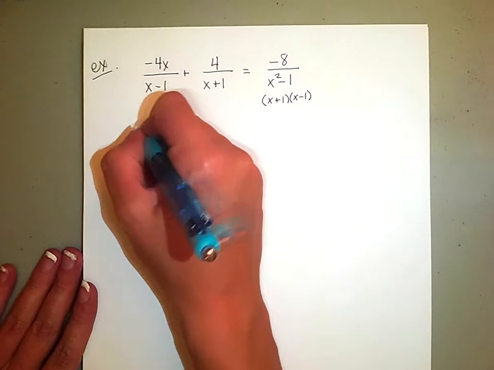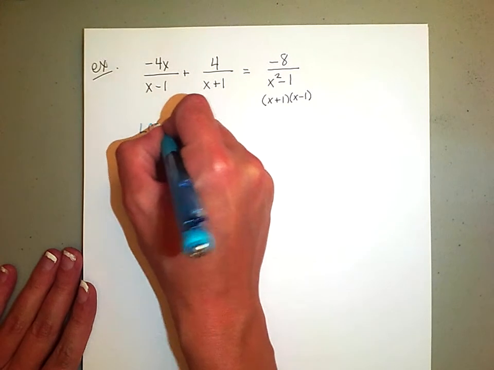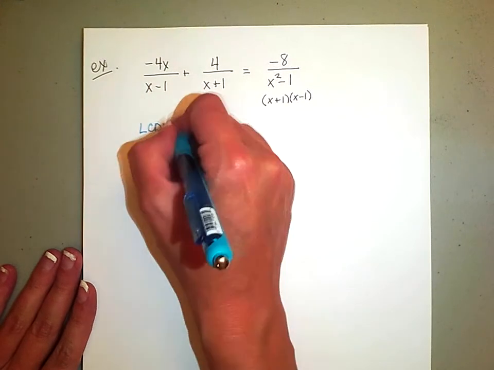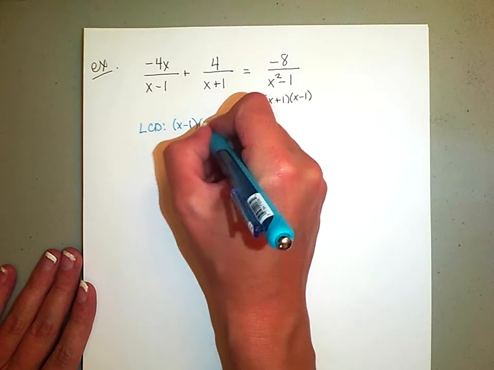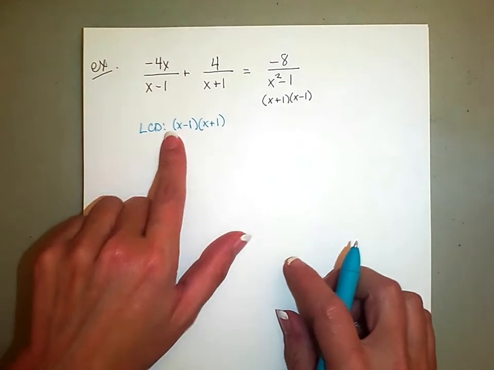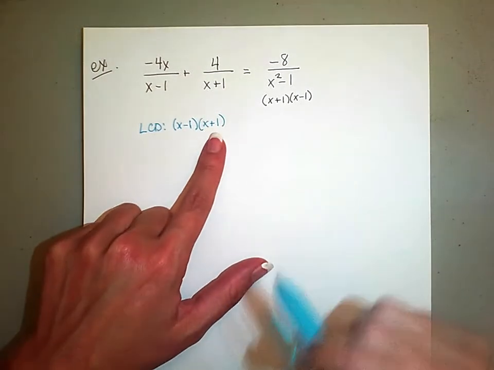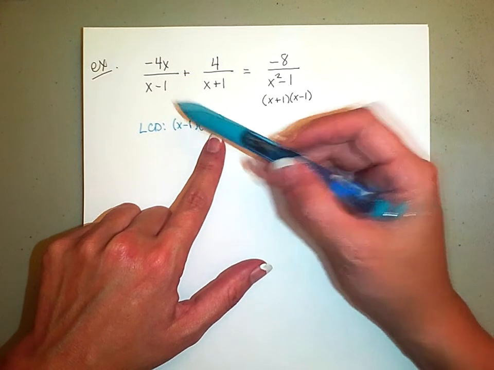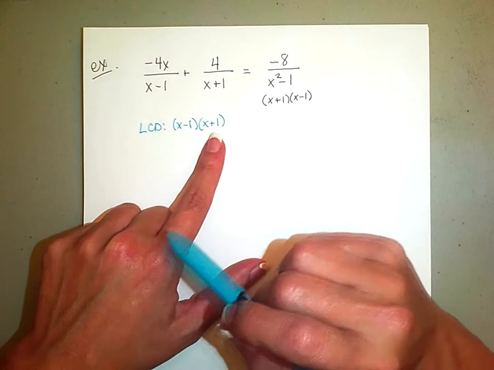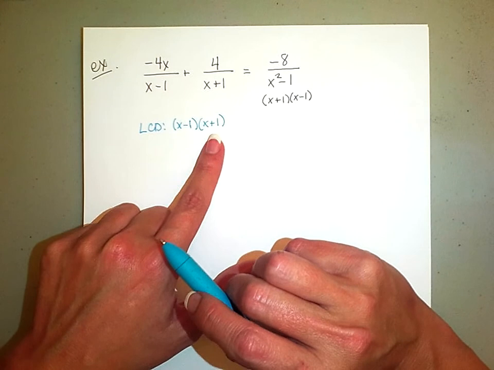So our least common denominator, here's an x minus 1, here's an x plus 1, they both need to be represented, and the maximum times they occur in any fraction is just to the first power, so we're okay there.